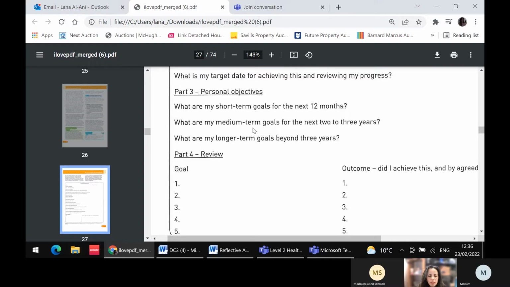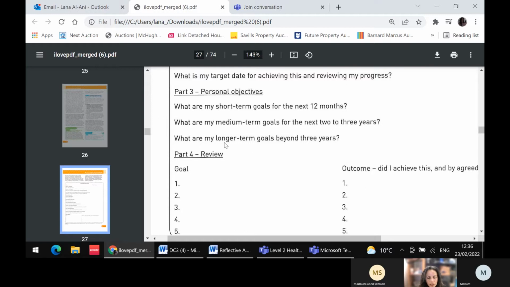What are my medium-term goals in the next 2 to 3 years? So what's your next 2 to 3 years? I can see myself graduated as a nurse and working in maybe a hospital. I would love that, for example. Or I can see myself working as a health and social carer in my nearest care home, and all the clients really like me and my manager really appreciates my work.